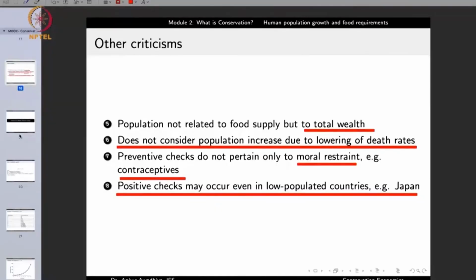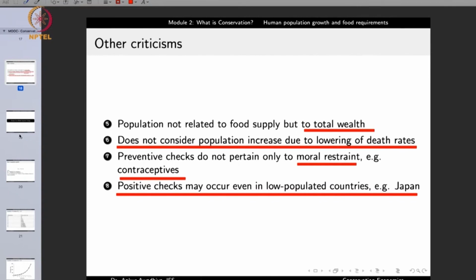But then, what we have observed through time is that positive checks, such as earthquakes or floods or tsunamis, not only come into those areas that have high populations, but are also very prevalent in those areas that have a low population, such as countries such as Japan. So, this is another criticism.